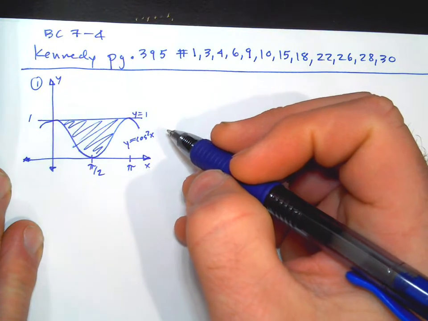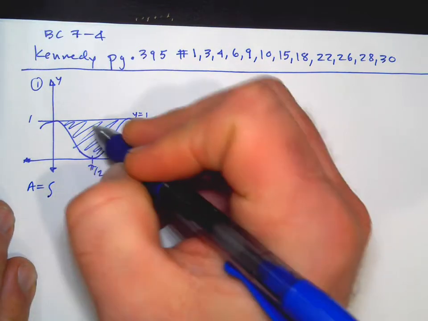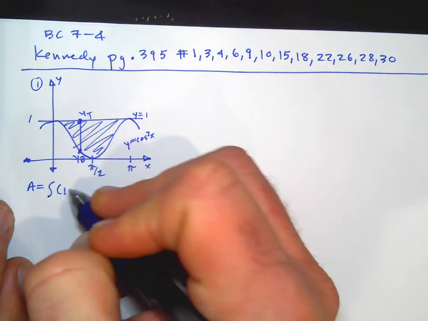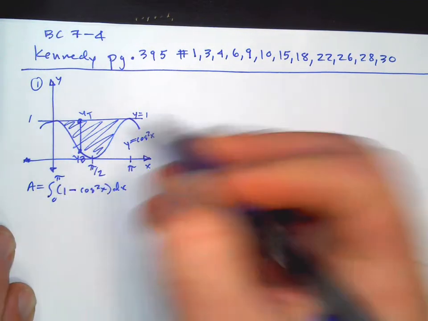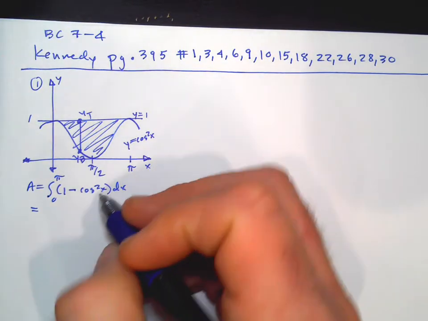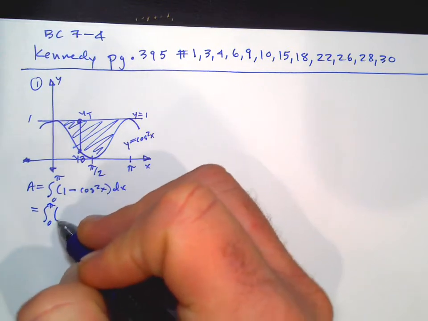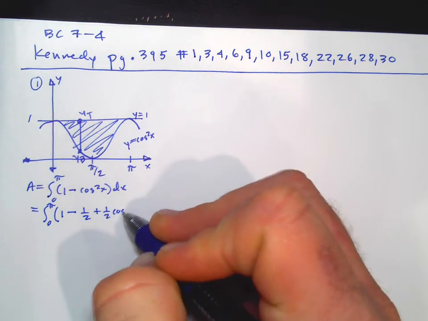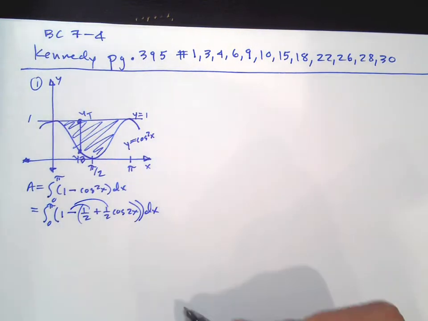So if we want to find the area of this, we would integrate y top minus y bottom. So the top is 1, the bottom is the cosine squared curve, dx, 0 to pi. And we can't integrate cosine squared, so we're going to use that identity, the double angle identity for cosine that we learned a while back. It is 1/2 plus 1/2 cosine double angle. But you have to distribute the subtraction.